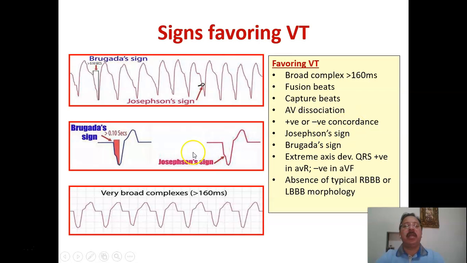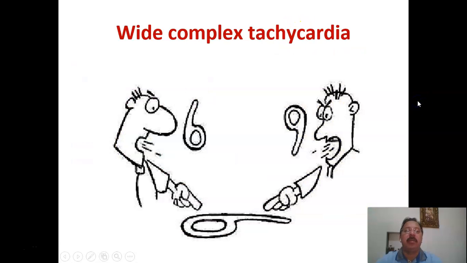You will see the Josephson sign, that is a few notches present throughout the wide QRS complexes, and you may get the Brugada sign, that is the R to S width more than 0.10 second, and you may get very bizarre and extreme axis deviation, and there is absence of typical right bundle branch block or left bundle branch block morphology. If these signs are available, this is more in favor of ventricular tachycardia. But still, at times, it causes a lot of confusion because my interpretation may be different than your interpretation.